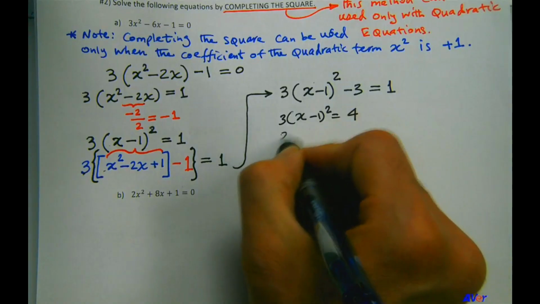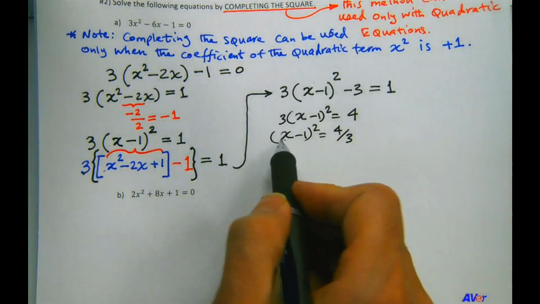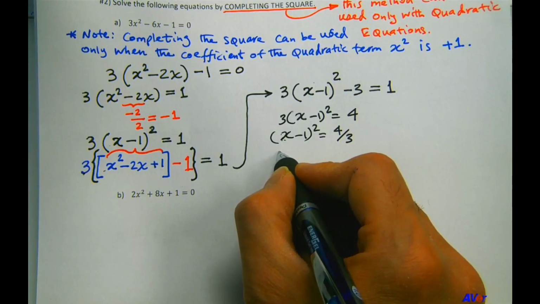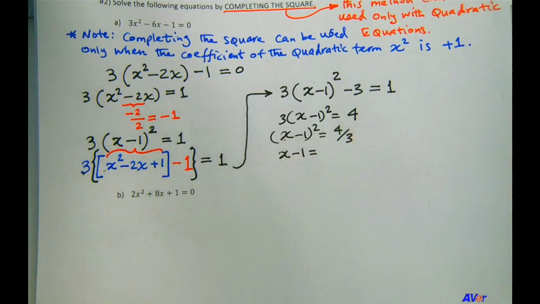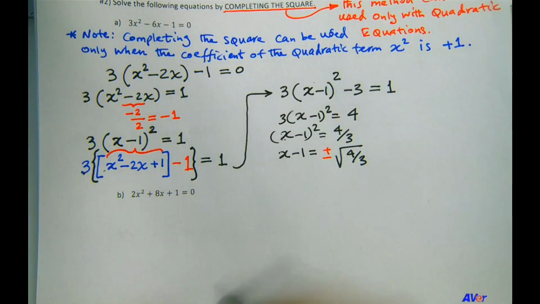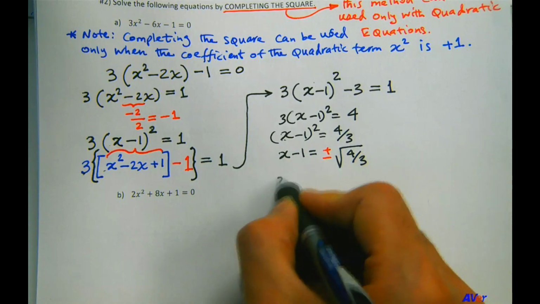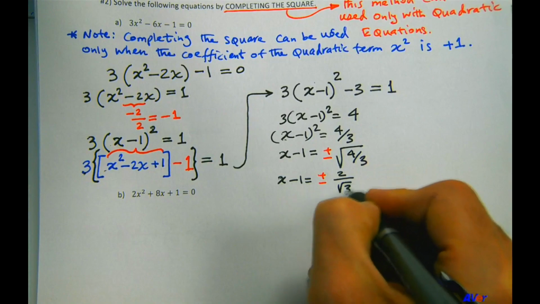Okay, so x minus 1 squared is equal to 4/3, and then we're solving for x, so we need to isolate x. We take the square root of both sides, and we get x minus 1 equals plus or minus the square root of 4/3, right? And then this will be x minus 1 equals plus or minus 2 over the square root of 3.